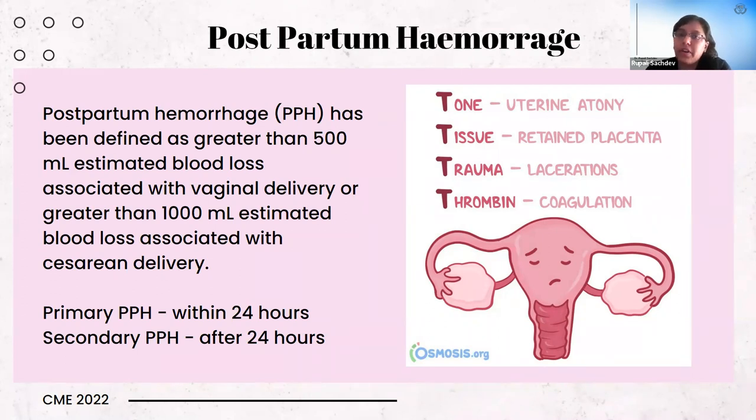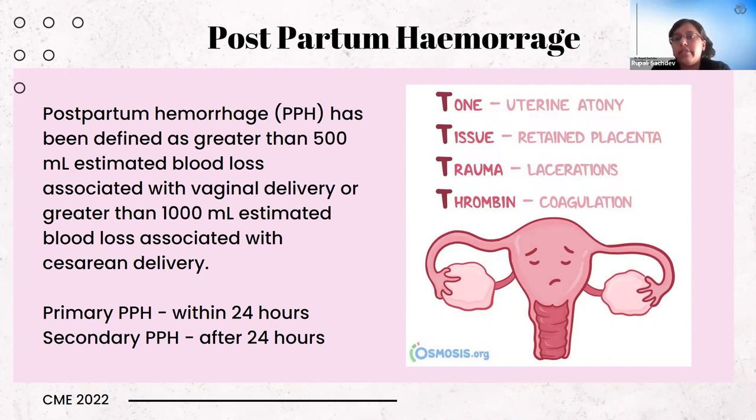Okay, moving on to postpartum hemorrhage. Postpartum hemorrhage is defined as greater than 500 ml of expected blood loss in a vaginal delivery, or greater than 1000 ml of expected blood loss in a cesarean delivery. It is of two types, primary and secondary. Primary PPH occurs within 24 hours and secondary PPH occurs after 24 hours of delivery.